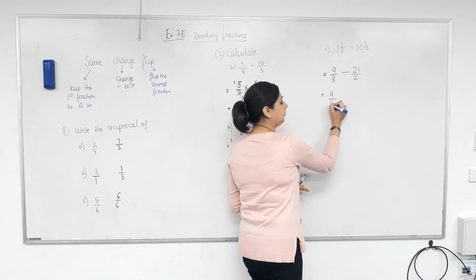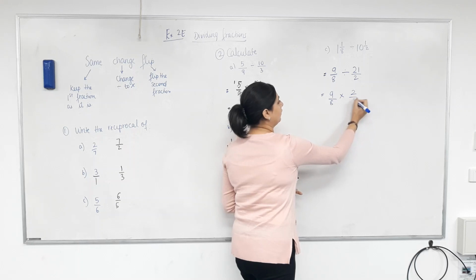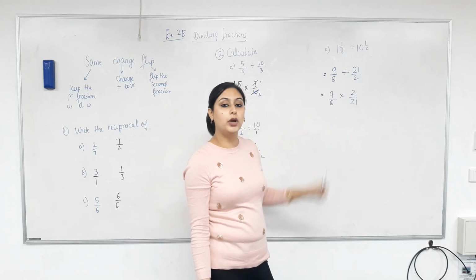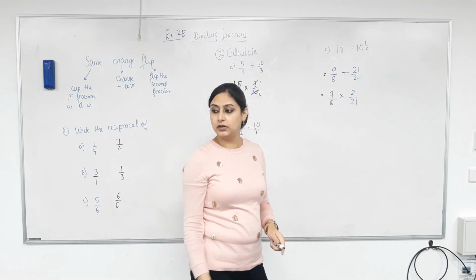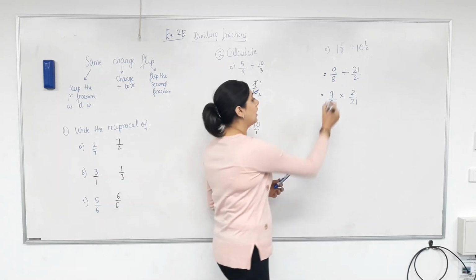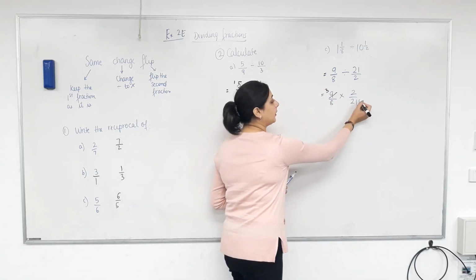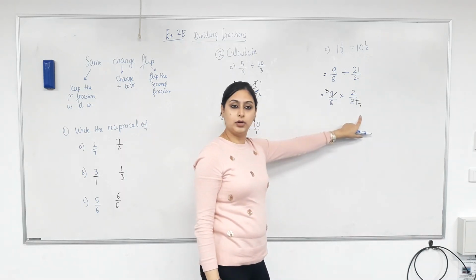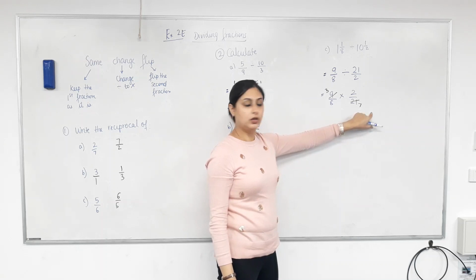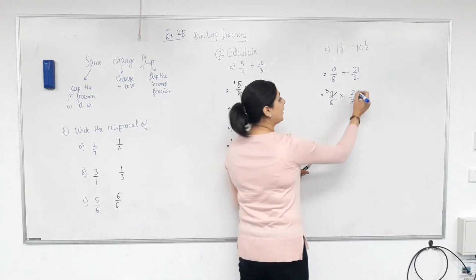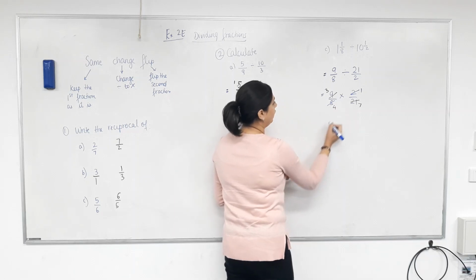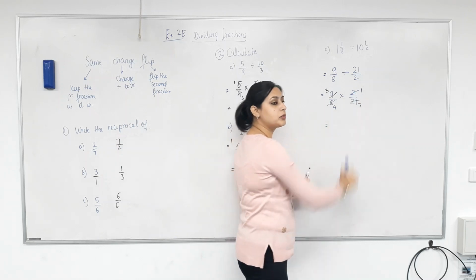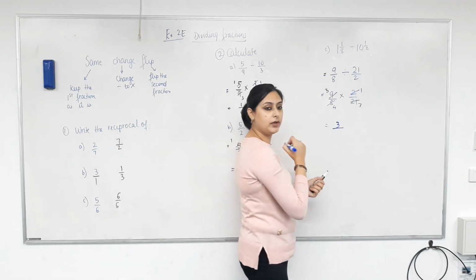So same, change, flip. 9 and 8, any factors in common? Not that I know of. 9 and 21, what's the factor? 3. 9 divided by 3 is 3. 21 divided by 3 is 7. 3 and 8, anything in common? 3 and 7? 2 and 7? 2 and 8? Yes. 2 divided by 2 is 1. 8 divided by 2 is 4. Any other cancelling? I can't see any. Multiply the tops. 3 times 1 is 3. 4 times 7 is 28.